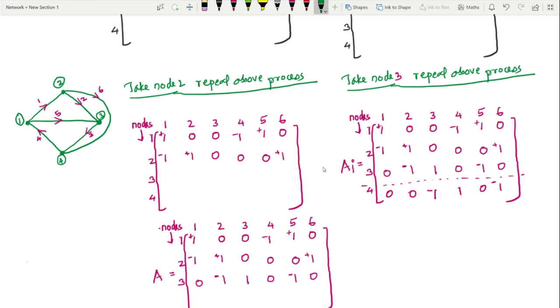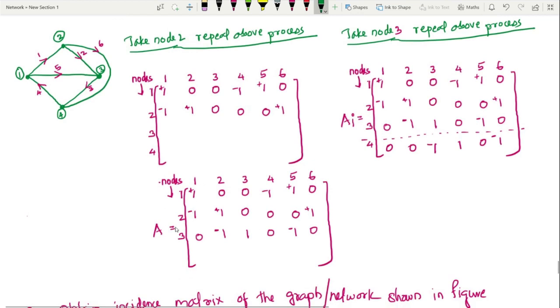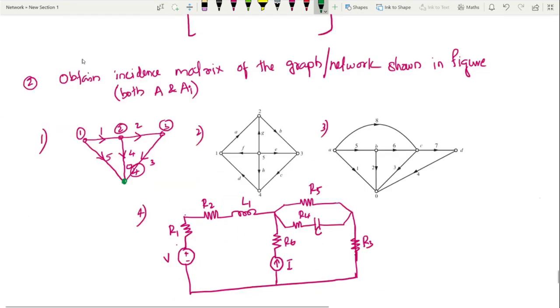Now we can find the reduced incidence matrix by removing any one of the rows from this complete incidence matrix. Usually we eliminate the last row. So if we remove this last row fully, the remaining matrix is this one. This is the reduced incidence matrix. Similar to the last video, you need to do this work also. Obtain the incidence matrix of the graph or network shown in the figures. You need to find both the complete incidence matrix and the reduced incidence matrix for these 4 cases.